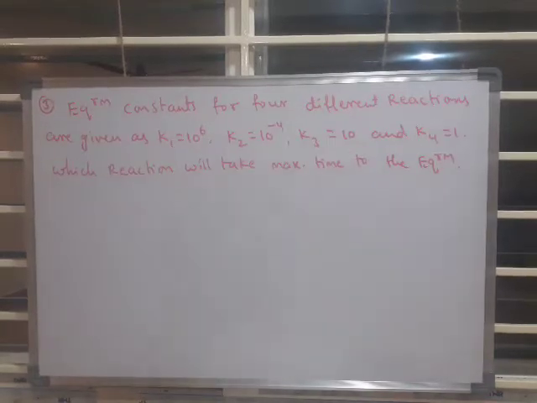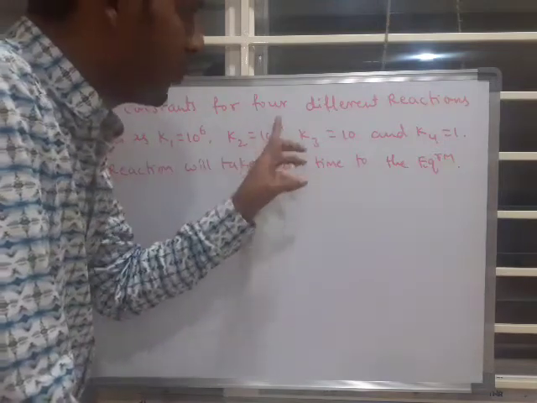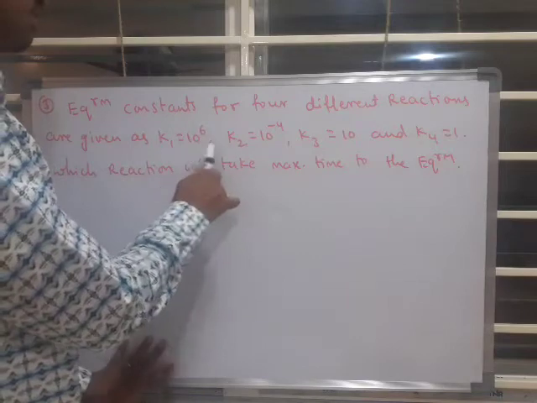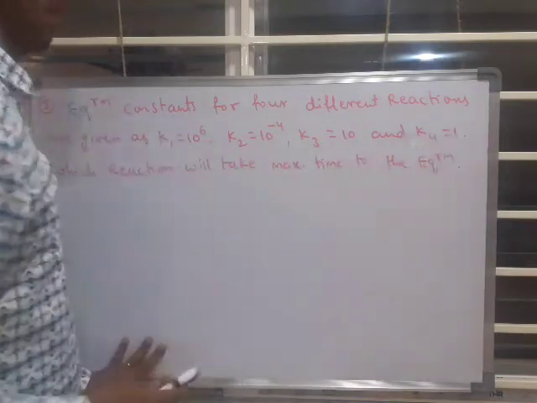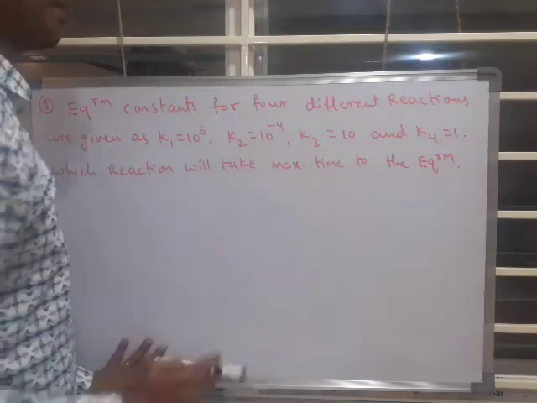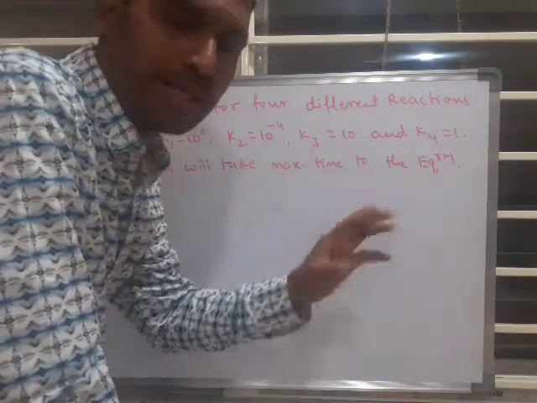See, here is one more problem. It's very simple. The equilibrium constants of 4 different reactions are given: 10 power 6, 10 power minus 4, 10 power 1. We have to find which reaction will take maximum time to get the equilibrium, nothing but to attain the equilibrium.